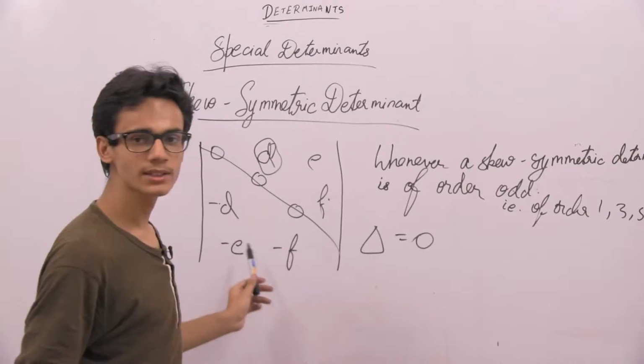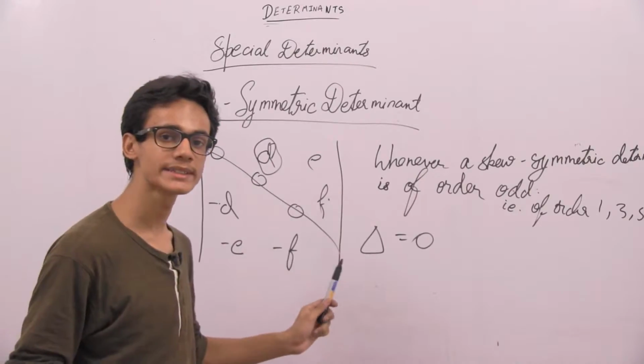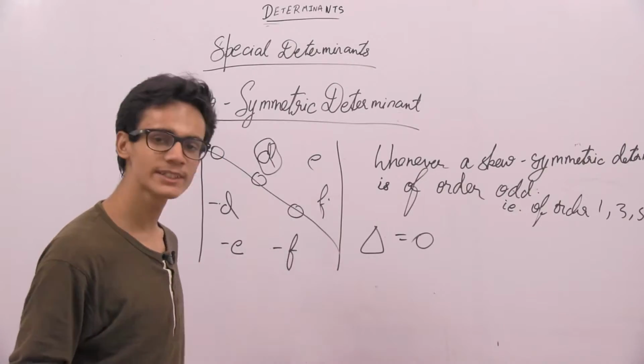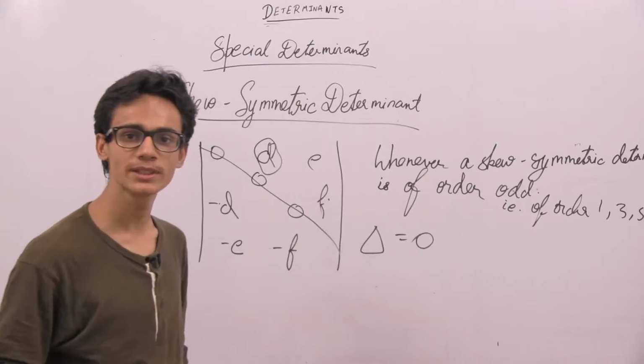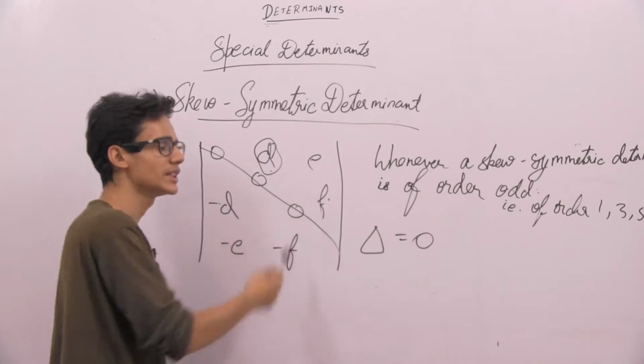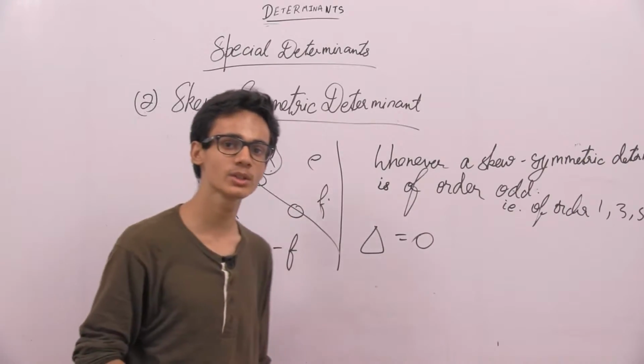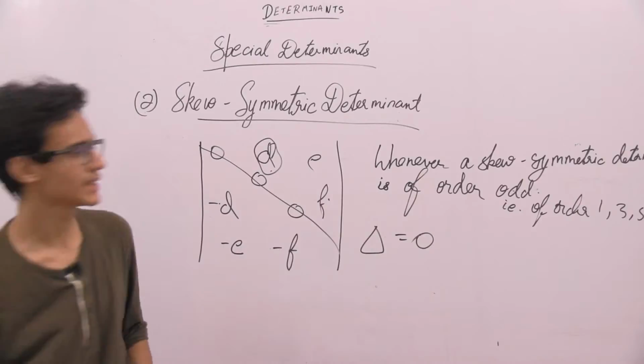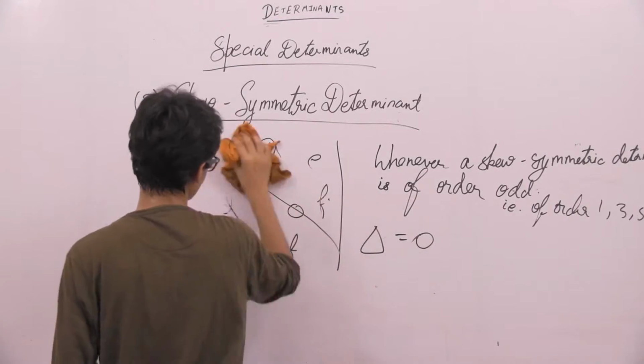So here the order was 3 by 3, so order is 3, that is odd. So the value of the determinant can be said to be 0 without knowing the values of D, E, F. Irrespective of the values of D, E, F, the value of the determinant is going to be 0 here. Let's take an example to be sure of this.